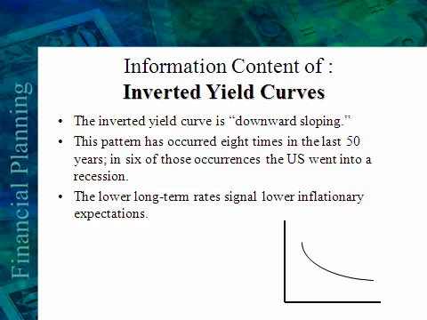The inverted curve is downward sloping. This pattern has occurred 8 times in the last 50 years. In 6 of those occurrences, the U.S. went into a recession. 6 out of 8 times. The lower long-term rates signal lower inflationary expectation. And you would see how that works if you assume that everything's going to slow down going forward.